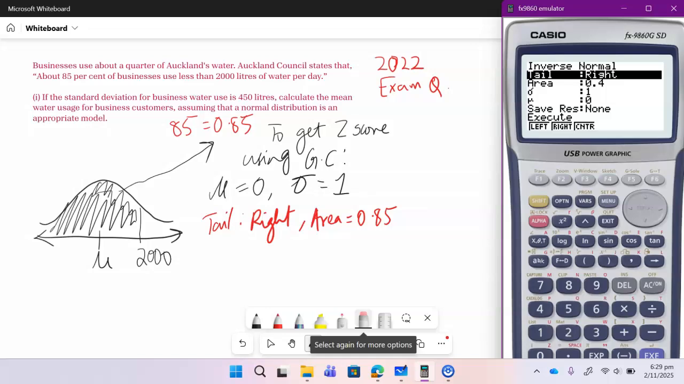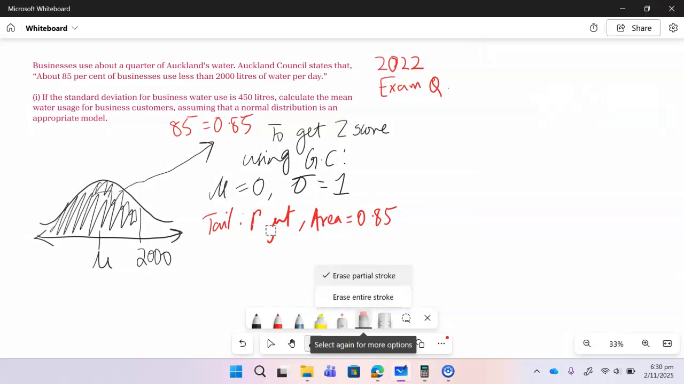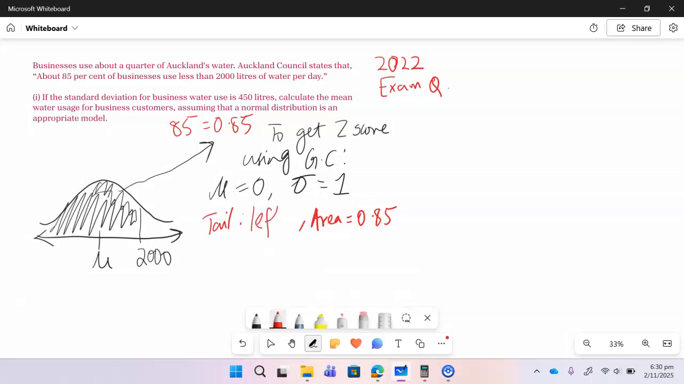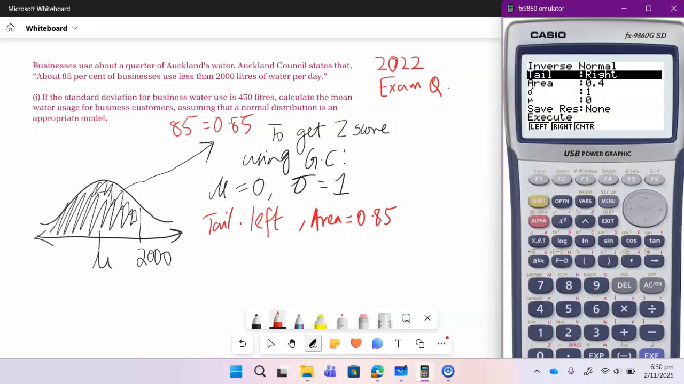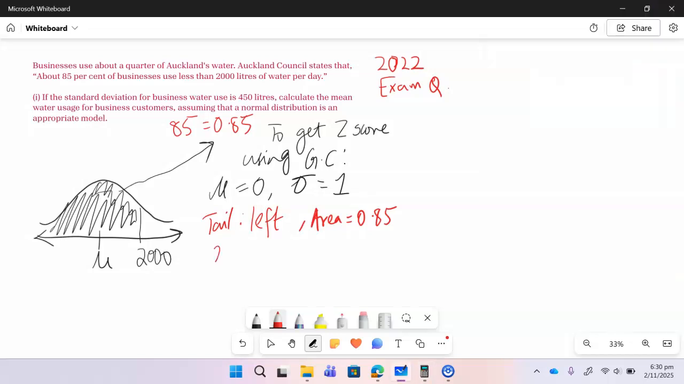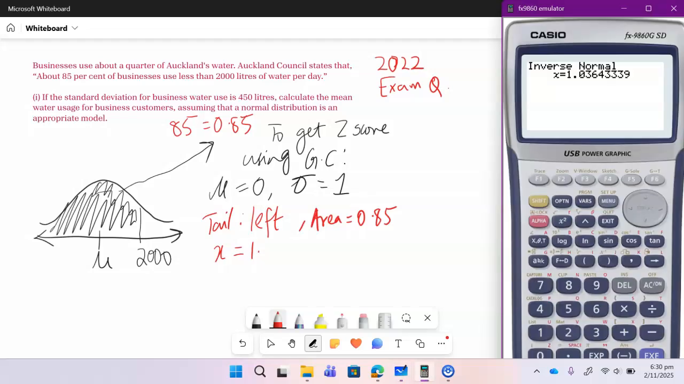Tail is, oh, my bad. Honestly, that's why it's good to sketch the normal distribution curve so that you can see visually where we're going with the tail area. Is it to the right of something? Is it to the left of something? Or did you make a mistake? Whatever. Great, so that gives us a z value of 1.036.